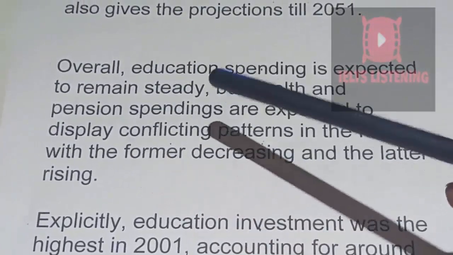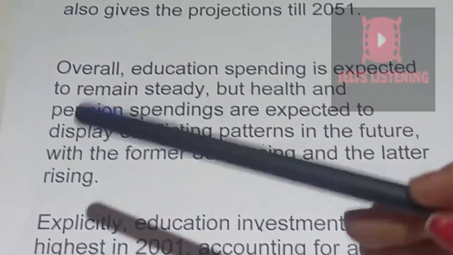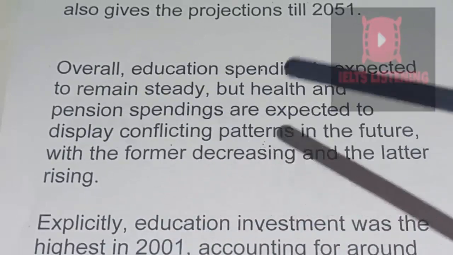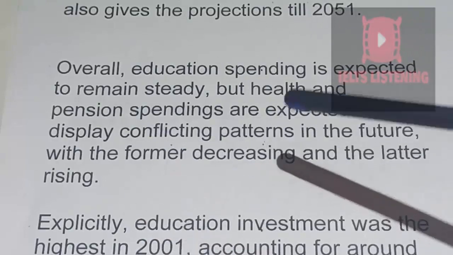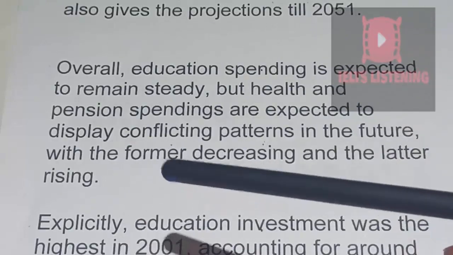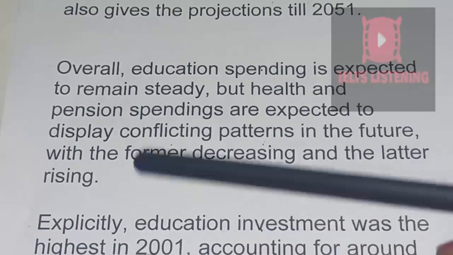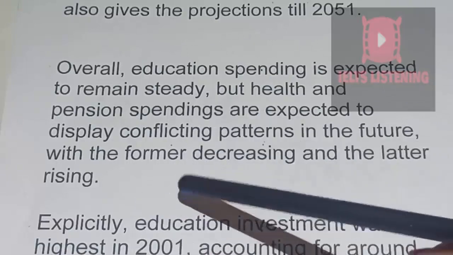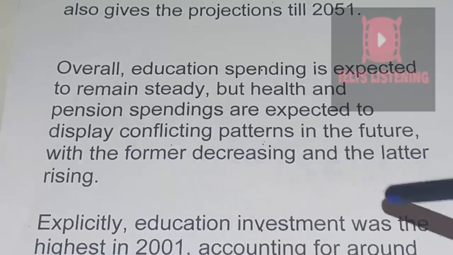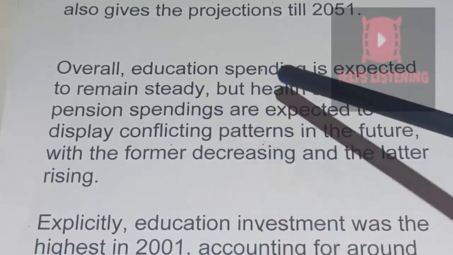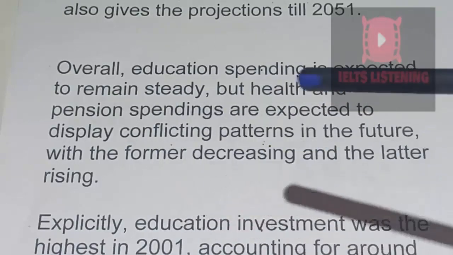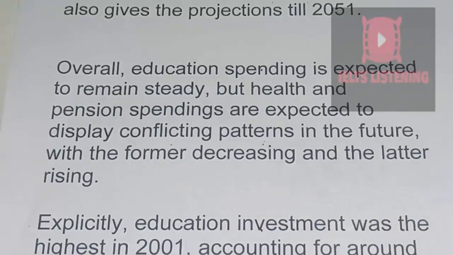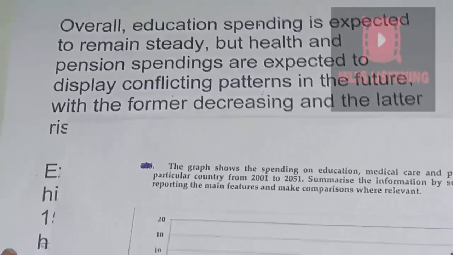Overall, education spending is expected to remain steady, but health and pension spendings are expected to display conflicting patterns in the future, with the former decreasing and the latter rising. Former means the health, and the latter one is the pension. So the former is health and the latter is pension, meaning the former will decrease and the latter will increase or rise.